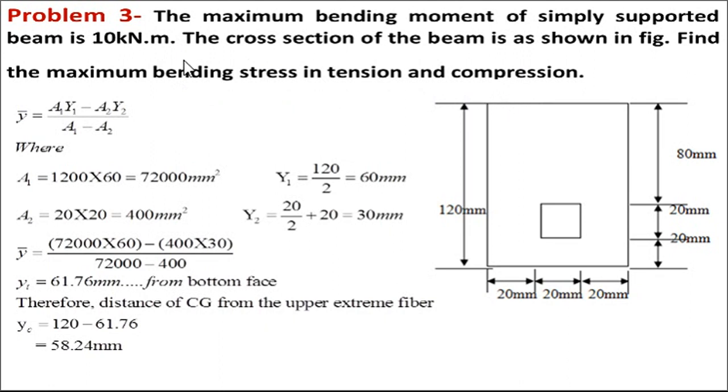So what is given in the problem here? Directly the maximum bending moment is given as 10 kilonewton meter, means 10 into 10 to power 6 Newton mm, and this is the cross section given. Okay, see the cross section. What is the cross section? 120 by 60 mm is one rectangle, 120 depth, 60 mm width. From that, here we will find that this is 20 and this one is 20. From that rectangle, this 20 into 20 block is removed or cut.